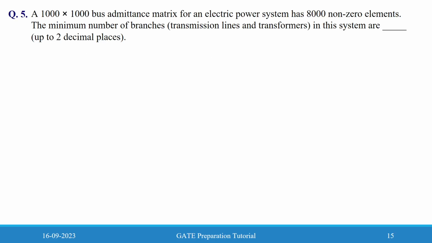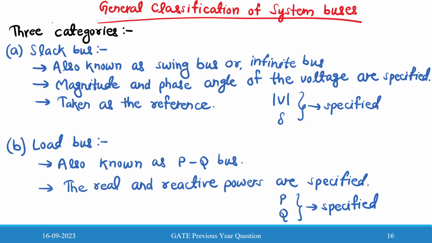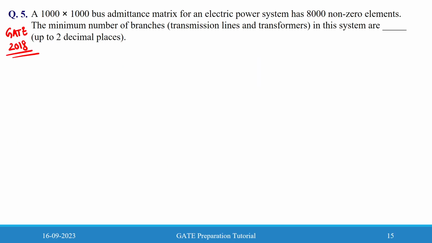The problem is that a 1000 cross 1000 bus admittance matrix for an electric power system has 8000 non-zero elements. The minimum number of branches in the system is? This was asked in GATE 2018, a 1 mark problem. First we will see the conventional method, then we will see the trick.